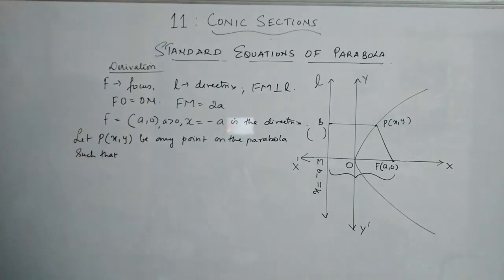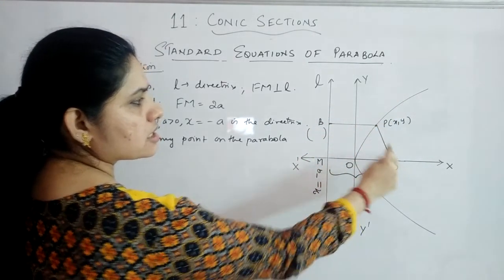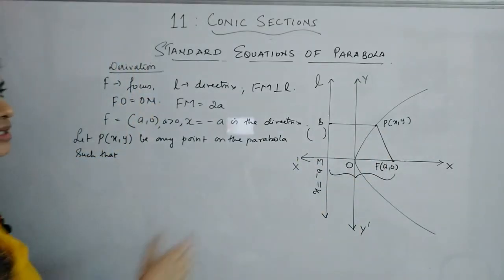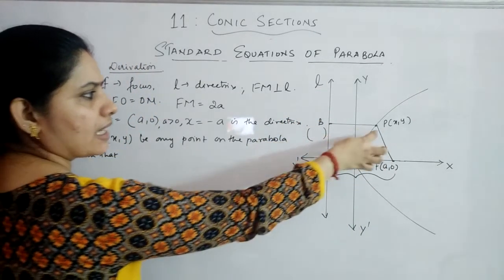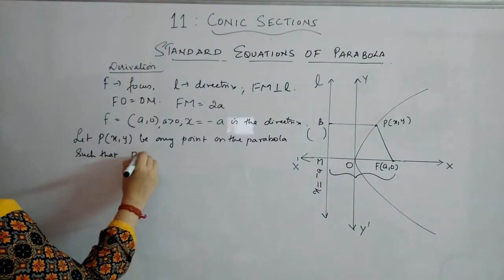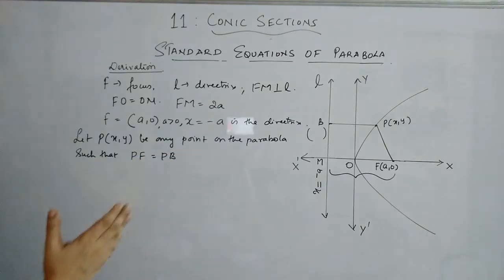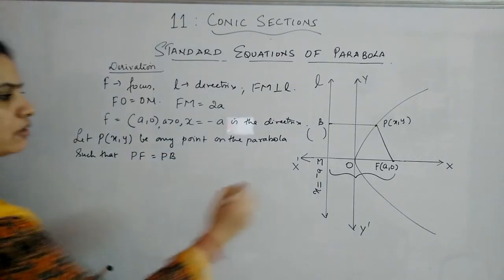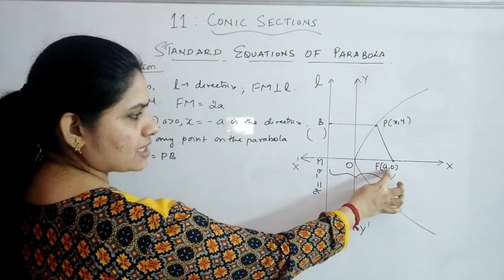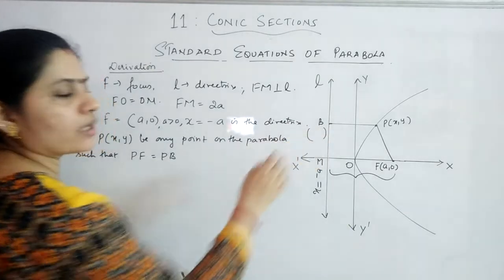Such that from that point, since it is a point on the parabola, this distance and this distance should be the same. That is, the distance to the fixed line and the distance to the fixed point should be the same, such that PF is equal to PB. Now we'll talk about what will be the coordinate of B, because we already know point F is (a, 0) and P is taken as (x, y). Now we need the coordinate of B.